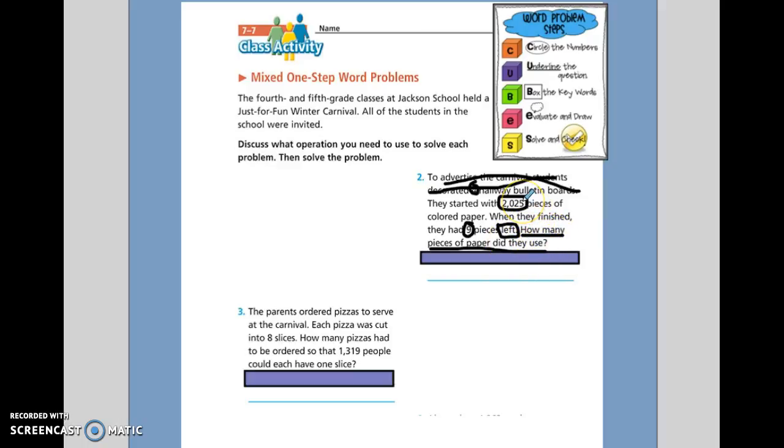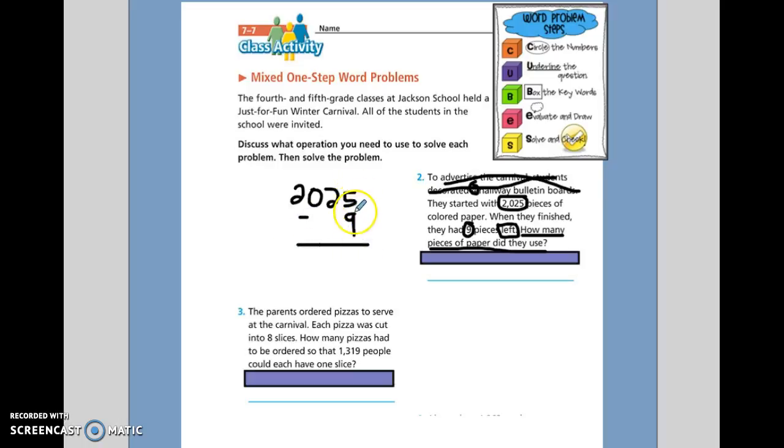So I know that they had 2,025 to start, and they had 9 left. So when I see that, I right away think I need to subtract. I need to take 2,025 and I need to subtract 9 pieces of paper. So I'm going to write out my problem, and then we can go ahead and solve it.